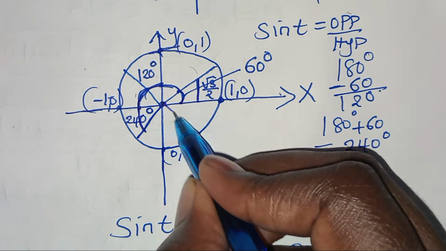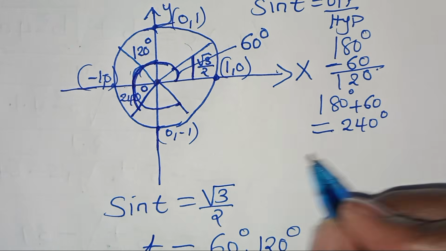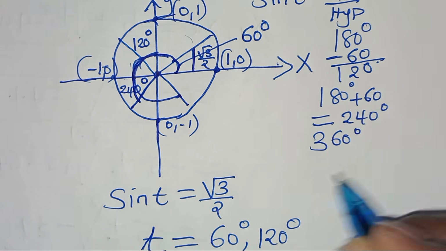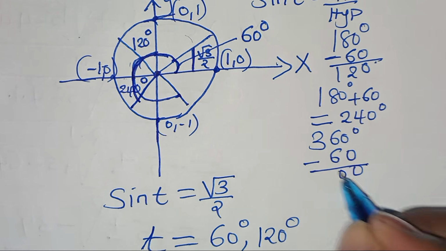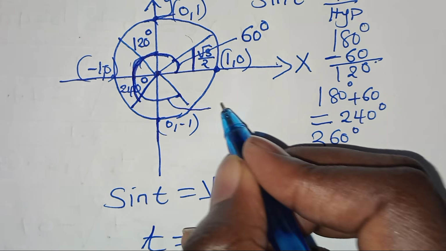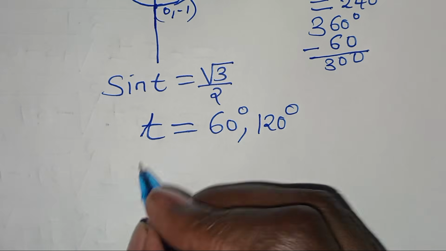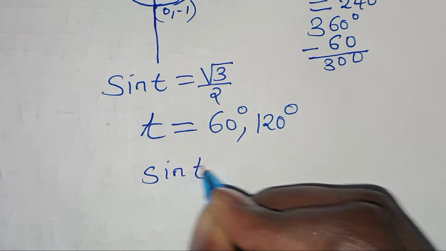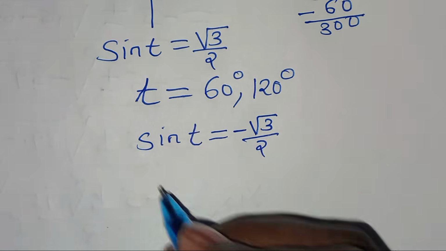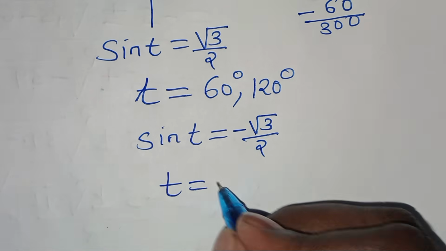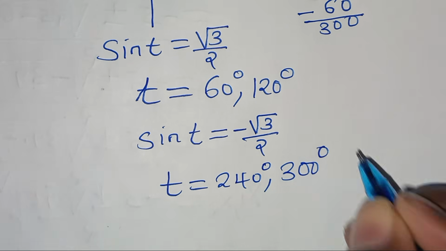Now, in the fourth quadrant, we also have another angle. We have 360 degrees, subtract 60 degrees, and this is equal to 300 degrees. So this means that for sine t equal to negative square root of 3 over 2, we have t equal to 240 degrees and 300 degrees.